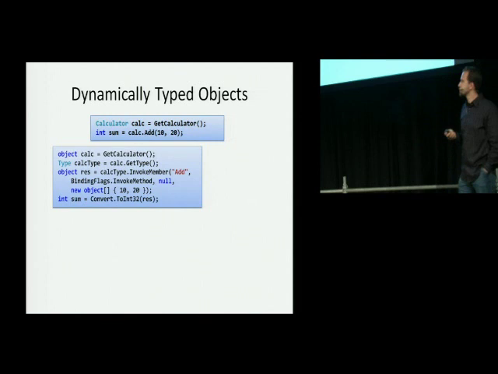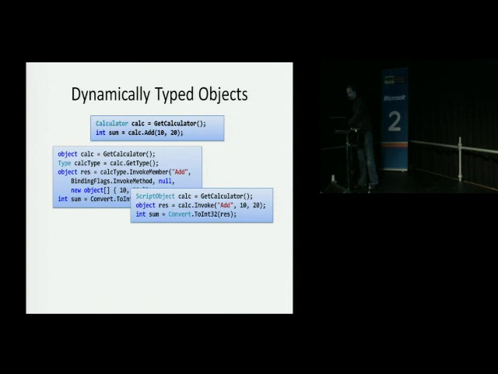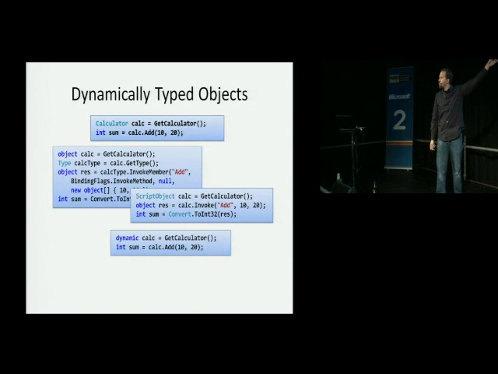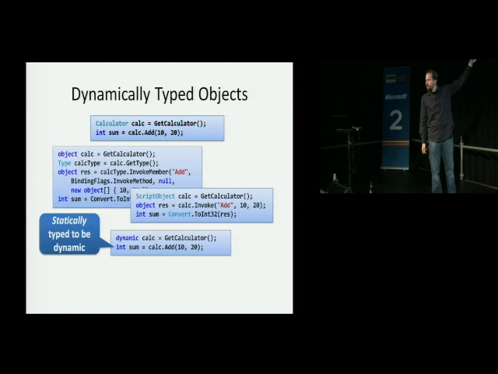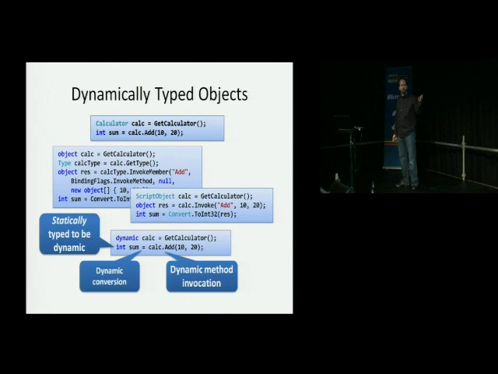I could do it like this as a script object. That's a little friendlier way of doing things. But I'm still putting in that add as a string. Look how nice this dynamic is compared to the top. All I'm saying is I don't know the type or the method until runtime. But everything else is done the same way. So I statically typed to be dynamic. The invocation is dynamic. The conversion of the output value is dynamic. So it's really nice. So we can apply this to things like COM and reflection, and it's a lot friendlier syntax. It's doing the same thing.